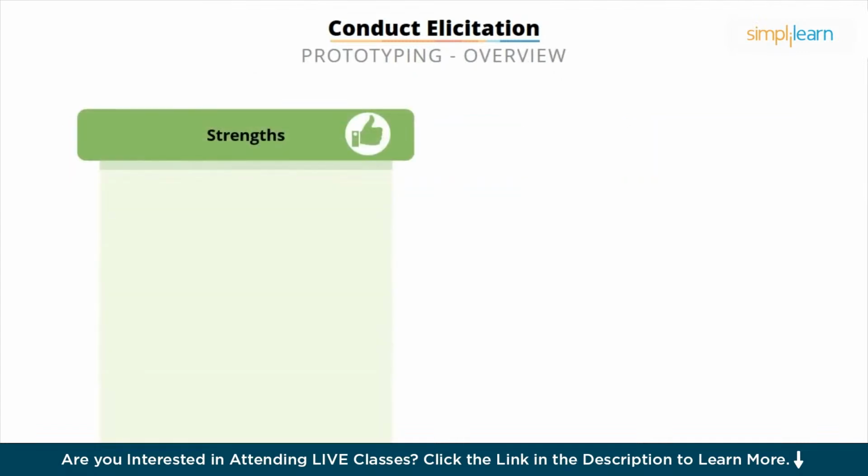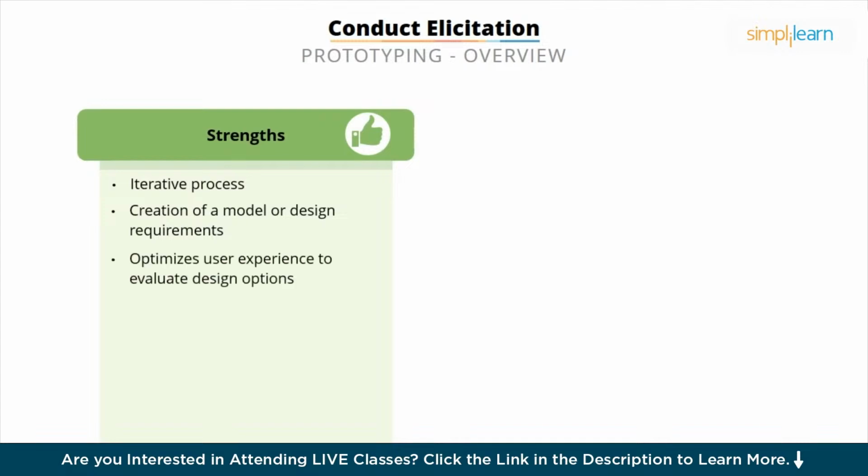Prototyping is used to elicit and validate the stakeholder needs through an iterative process that creates a model or design of requirements. It is used to optimize the user experience and also to evaluate design options. It is used as the basis for development of the final business solution. It is widely used in product design. It is also used to identify missing and incorrect requirements.